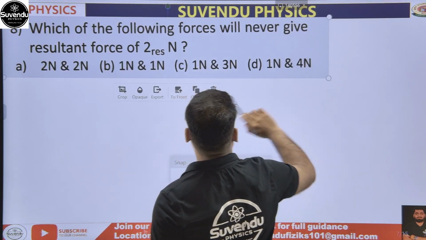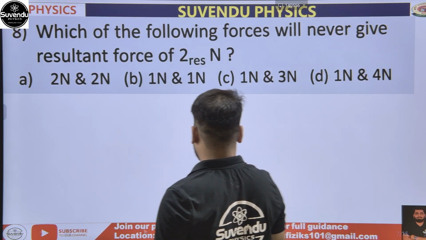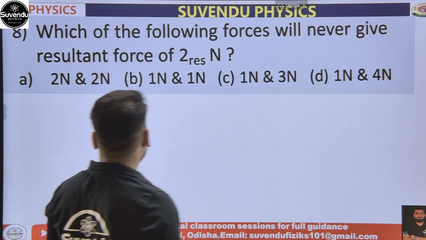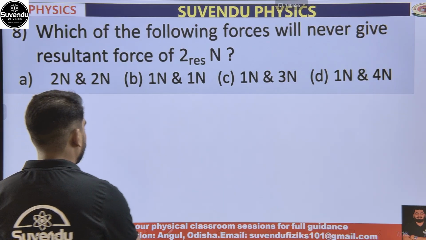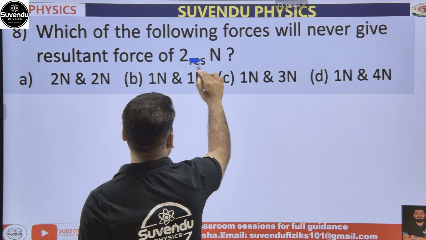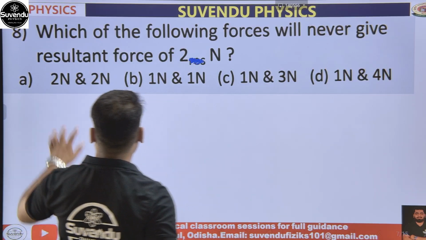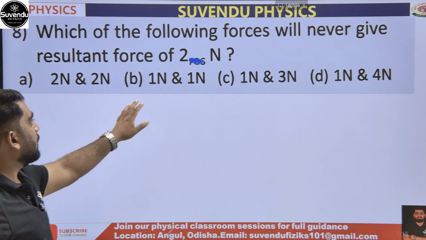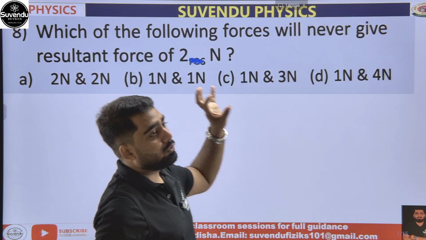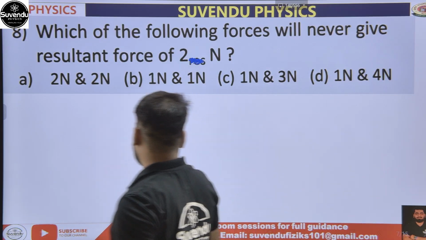The question is, which of the following forces will never give a resultant force of 2 Newton? Will never give a resultant force of 2 Newton. The pairs of forces given are 2 Newton and 2 Newton, 1 Newton and 1 Newton, and so on. It's a simple question. This is a 1 mark question actually.